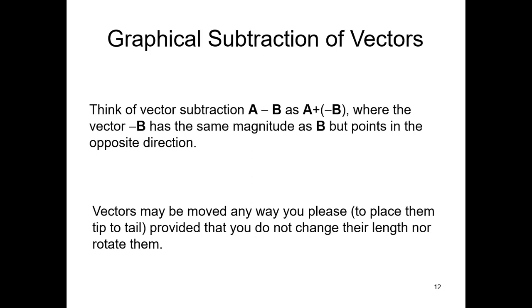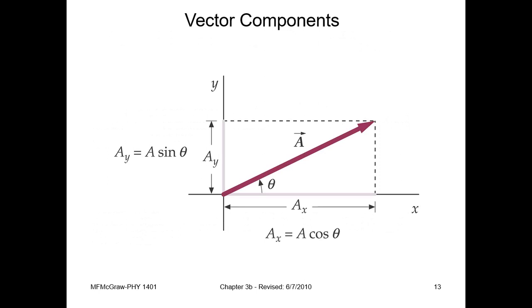So there is the minus b. Vectors may be moved any way you please to place them tip to tail, provided that you do not change their length or rotate them. Now see the vector components. Here is theta, and ax is equal to a cos theta, and ay is equal to a sin theta. Due to this, we are applying the Pythagoras law. Here ay is our opposite side, ax is our adjacent side, and this is our hypotenuse.